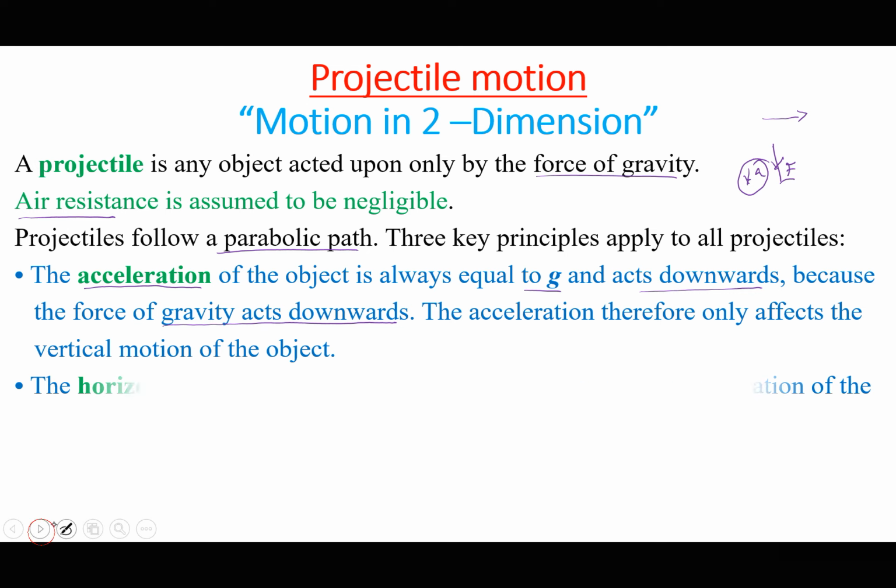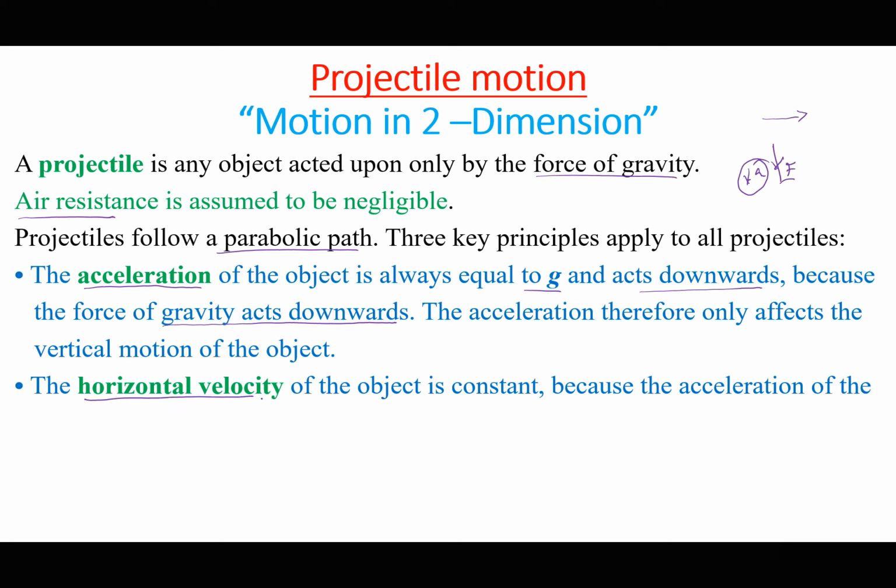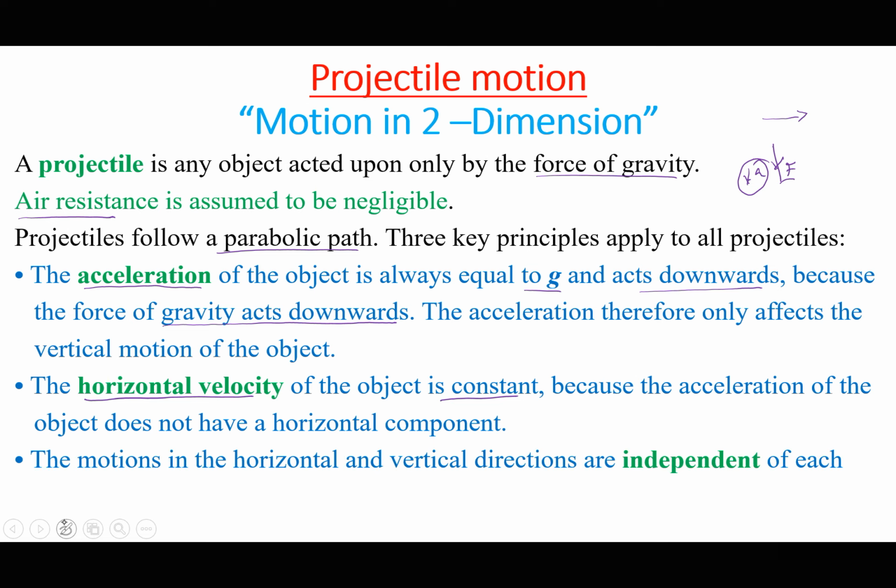So we shall simply say that the horizontal velocity of the object will always be constant, because the acceleration of the body does not have a horizontal component. The force only acts in the vertical, so the acceleration only acts in the vertical. Therefore, we could say the motion in the horizontal and the vertical directions are independent of each other. This is what we are going to consider as projectile motion.